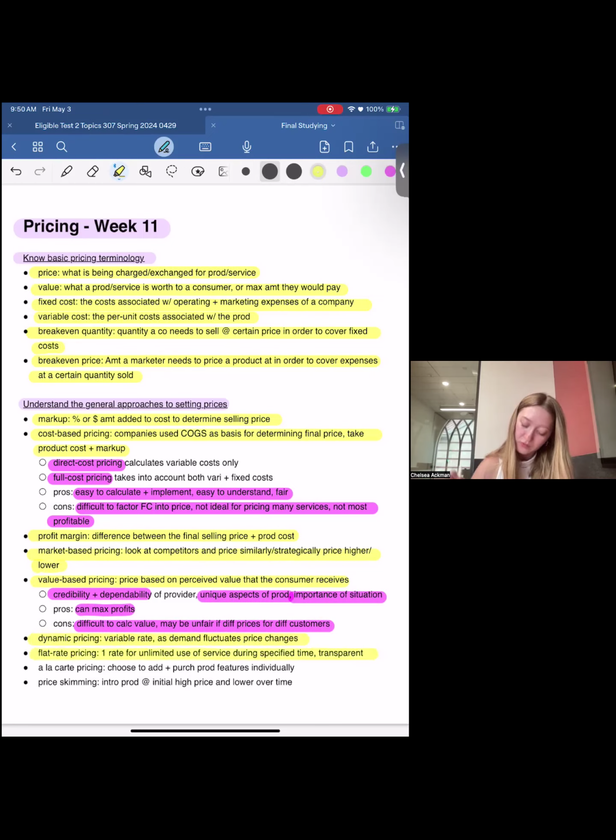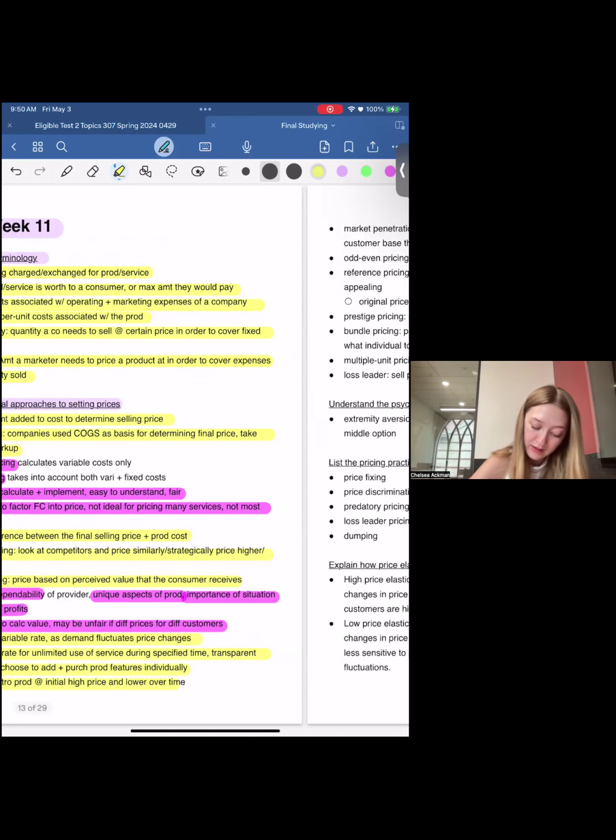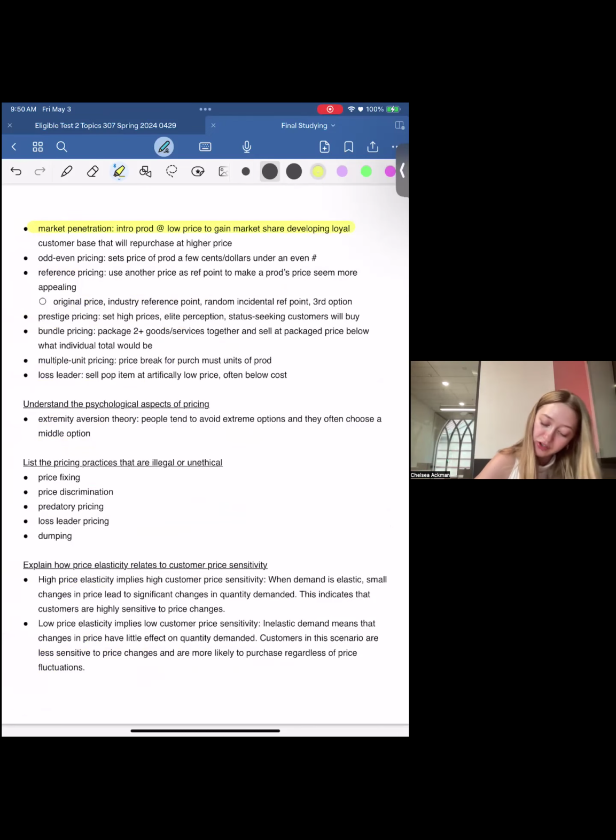Flat rate price, there is one rate for unlimited use of a service during a specified time, and it's very transparent. A la carte pricing, you choose to add and purchase product features individually. Price skimming, you introduce the product at an initial high price and lower it over time. Market penetration, you introduce the product at a low price to gain market share, developing a lower customer base that will repurchase once you move the product to a higher price.